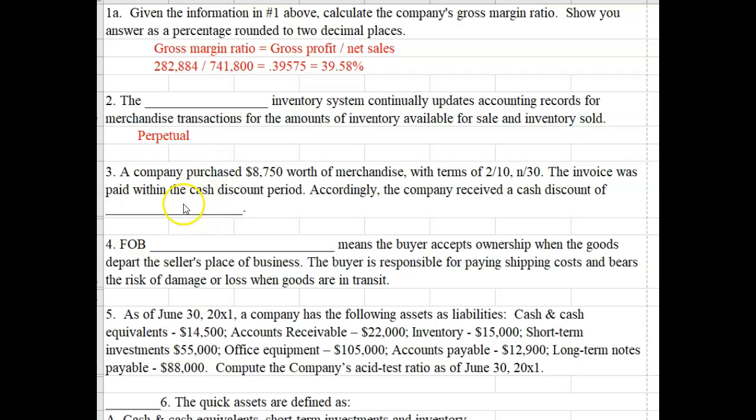Number 3. A company purchased $8,750 worth of merchandise with credit terms of 2/10, net 30. The invoice was paid within the discount period. Accordingly, the company received a cash discount of how much?